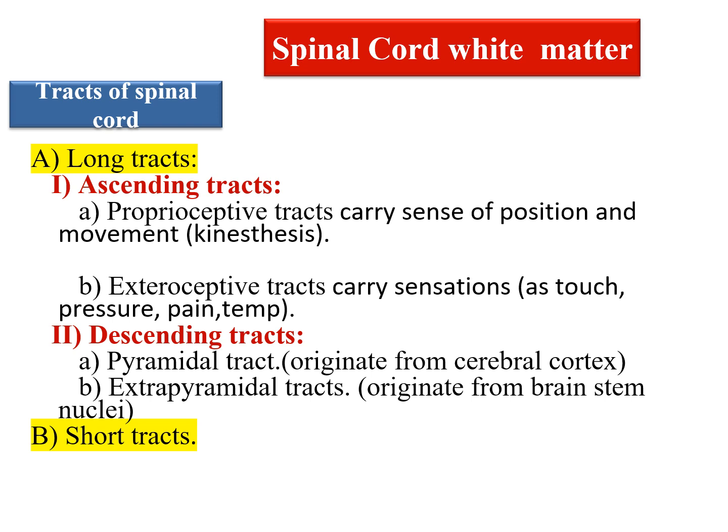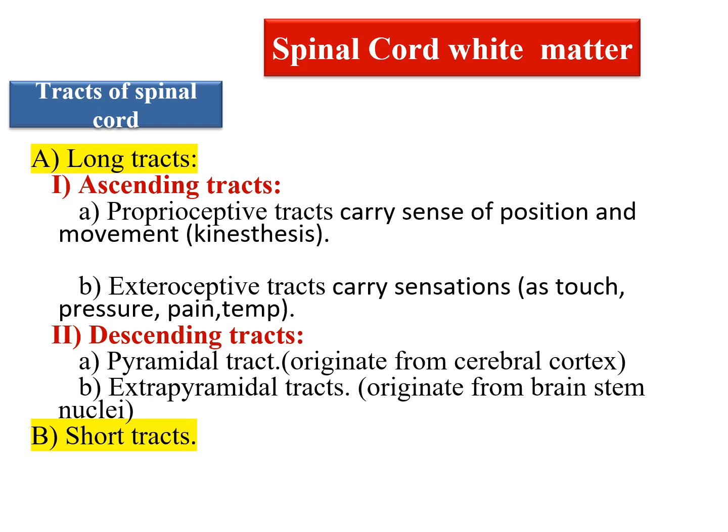These two types, which are present in the ascending tracts, are called proprioceptive tracts and exteroceptive tracts. Proprioceptive tracts are responsible for carrying the sense of position and movement, which is called kinesthesis. As regards the other type of tract, which is called exteroceptive tracts, they carry sensations like touch, pressure, pain, and temperature.